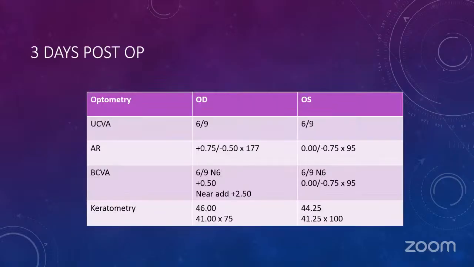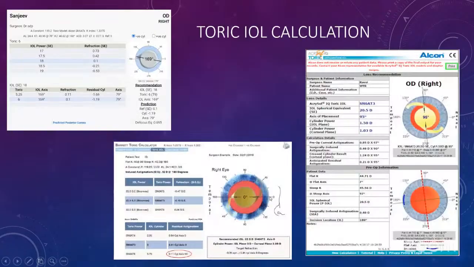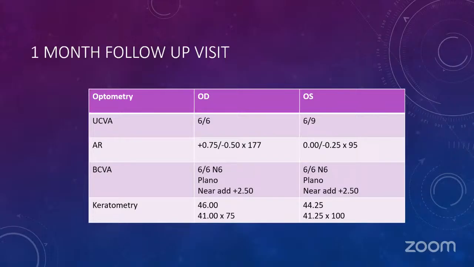Now this is the patient's optometry on 3 days post IOL redialing. We can see that the uncorrected visual acuity is 6 by 9 and the cylindrical error has been reduced to minus 0.50. 1 month post-op, we can see that the uncorrected visual acuity is 6 by 6. The patient now does not need any vision correction, or he only needs a near add. So that was the case.